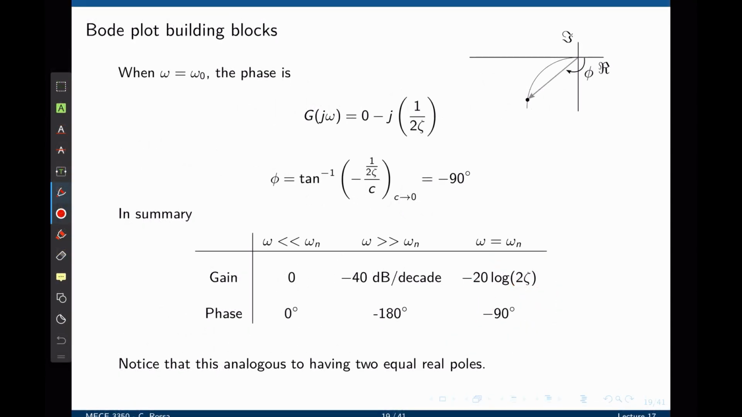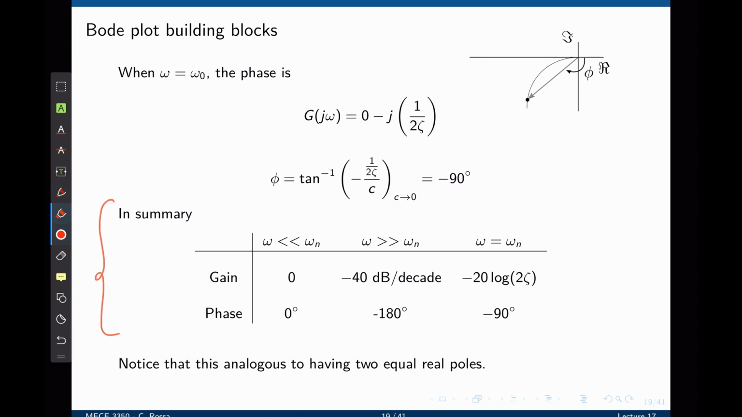The last thing we need to deal with is the phase at the cutoff frequency. At the cutoff frequency, again, omega equals omega 0. Here we have the real and we have the imaginary part. We can simply do the imaginary part divided by the real part, which is 0. So we replace that with a constant c and make c tend to 0. This will give a phase of negative 90 degrees at the cutoff frequency.